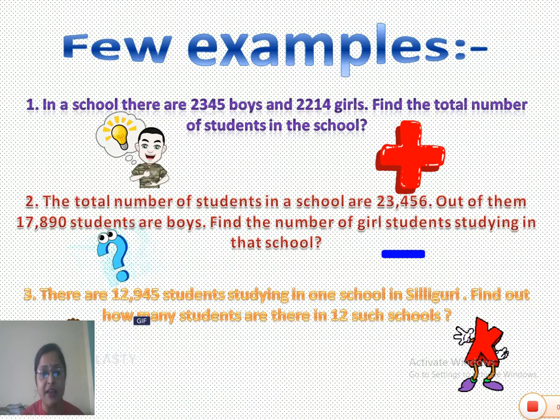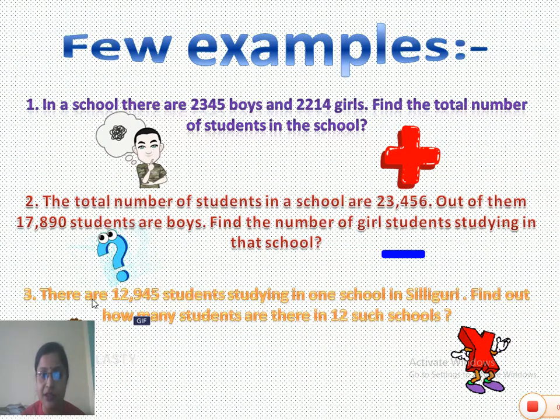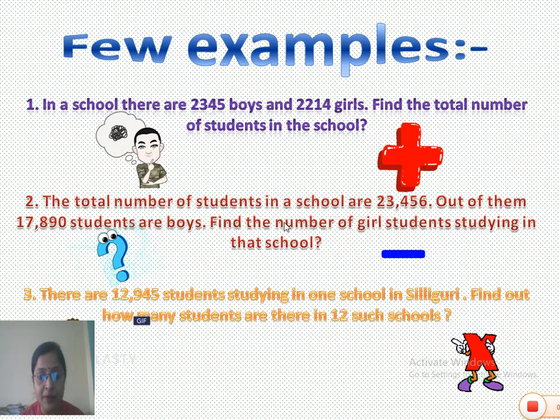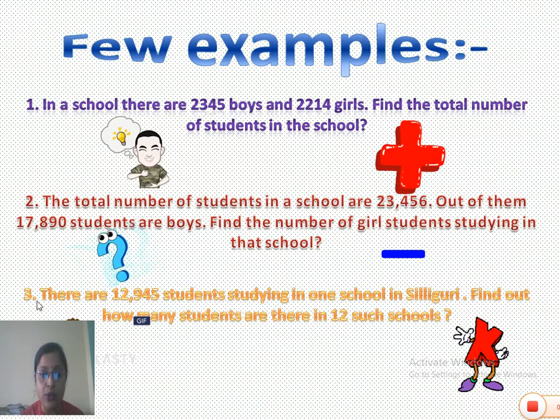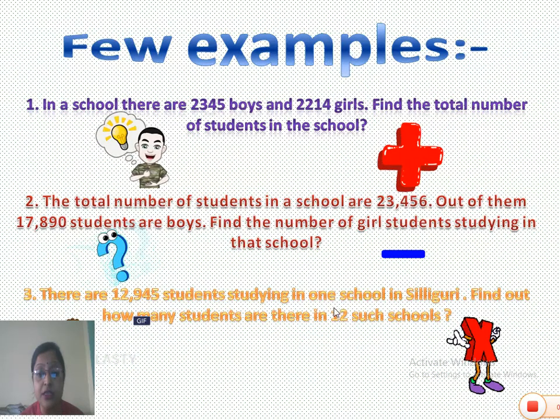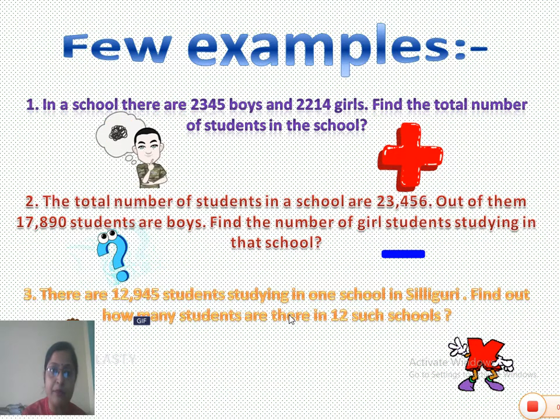Yes, that's correct. So did you find the difference between the three questions, my dear children? In the first, we had to find the total number of students. In the second, we had to find out only one particular type of students, so we did the action of subtraction. Whereas in the third, we had to multiply it 12 times. To understand it better, children, I have a few more examples for you.